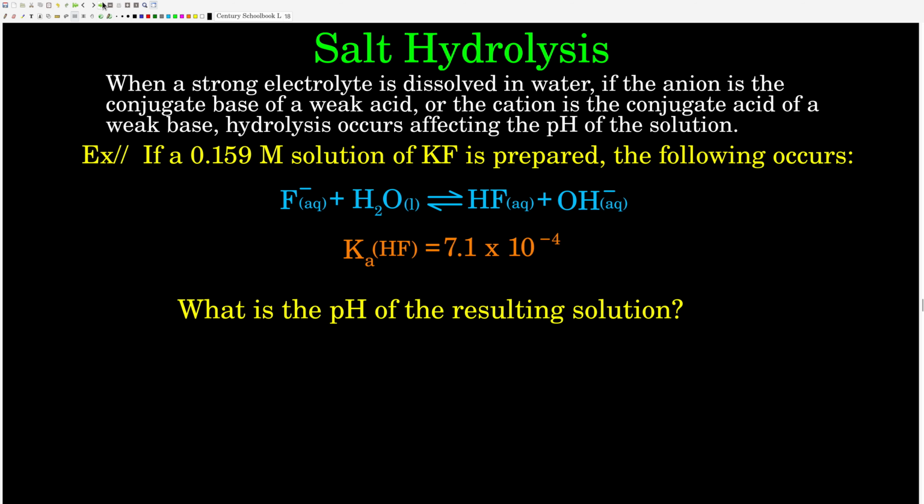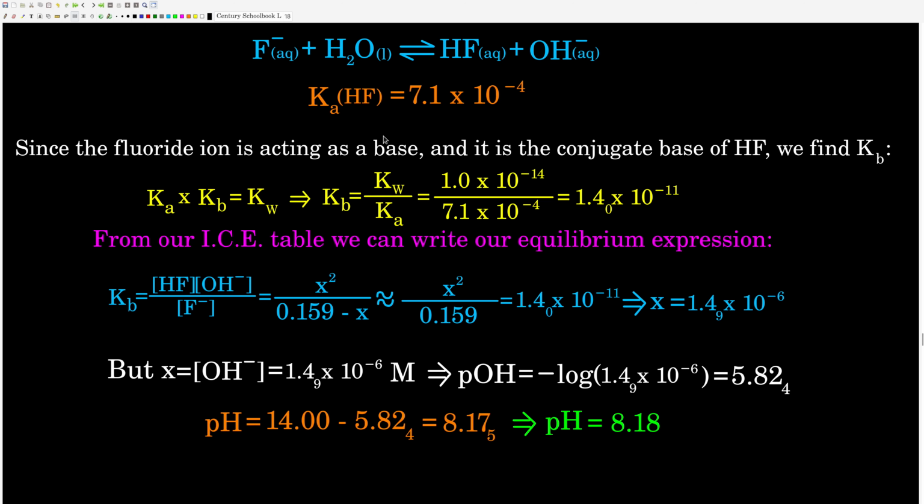Welcome back, guys. So here we go. There's the equilibrium that affects the pH of our solution, and it's acting as a base, and it's the conjugate base of hydrofluoric acid. We find Kb by taking Ka times Kb equals Kw. Solve for Kb. Kw is 1 times 10 to the minus 14. Ka is this. And remember, we always assume the temperature is 25 Celsius unless we're told specifically otherwise. Anyway, when you plug these numbers in here, we get our Kb, 1.4 times 10 to the minus 11th.